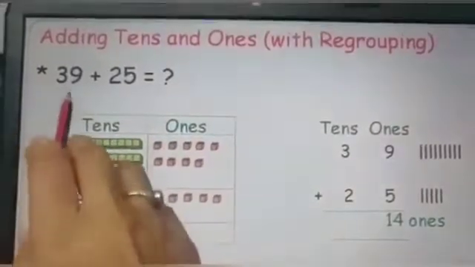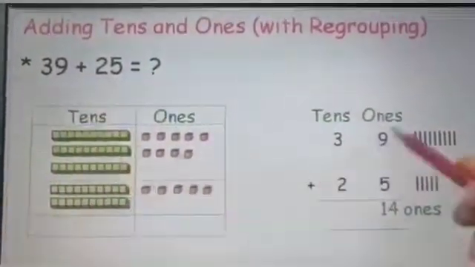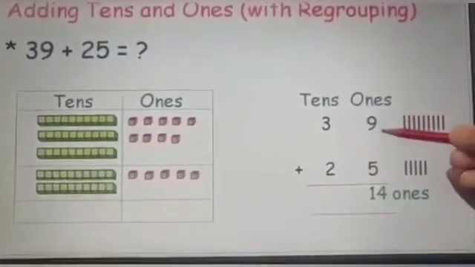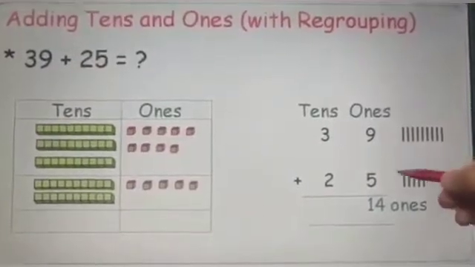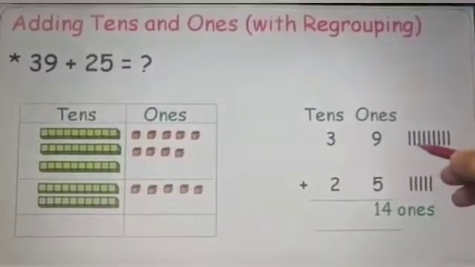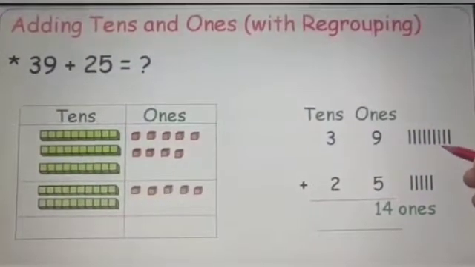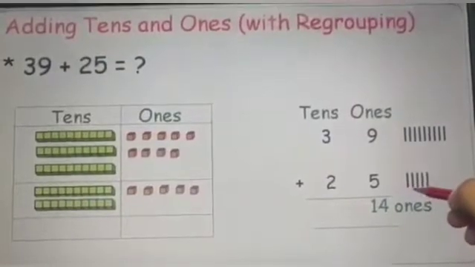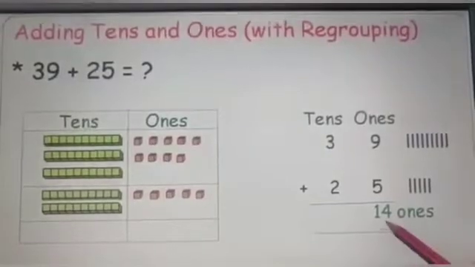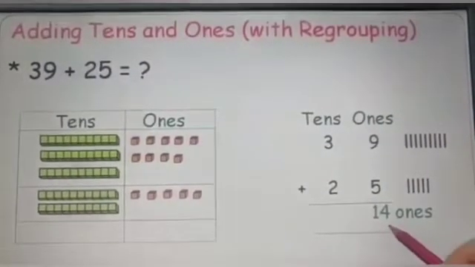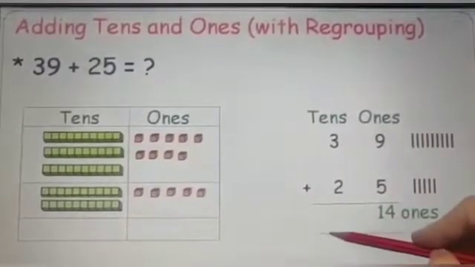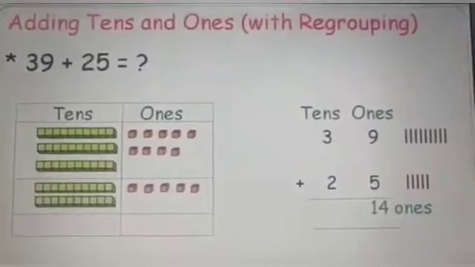The next one is 39 plus 25. So again, when I add, I'll start from the ones place. So for 9, 9 vertical lines. For 5, 5 vertical lines. I'll count all these vertical lines. 1, 2, 3, 4, 5, 6, 7, 8, 9, 10, 11, 12, 13, 14. 14. But can I write 14 here? No, because our rule was one digit at one place. So what will I do now with 14?